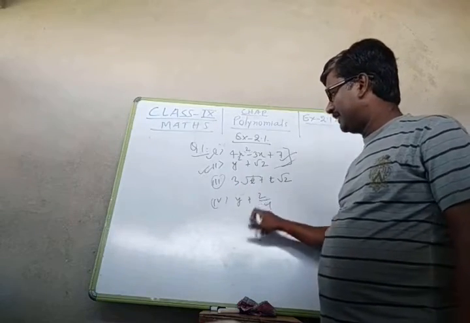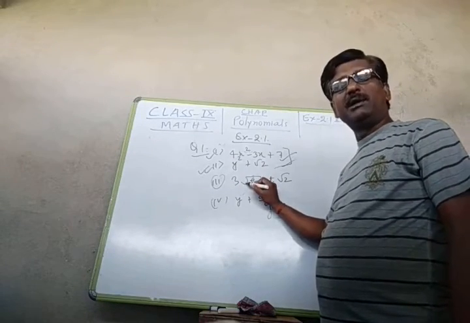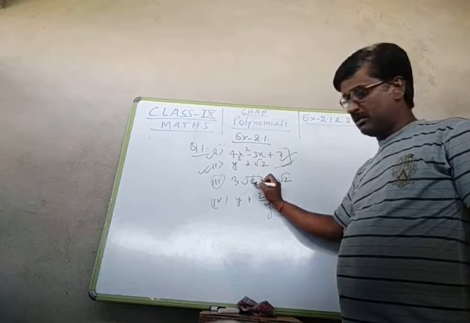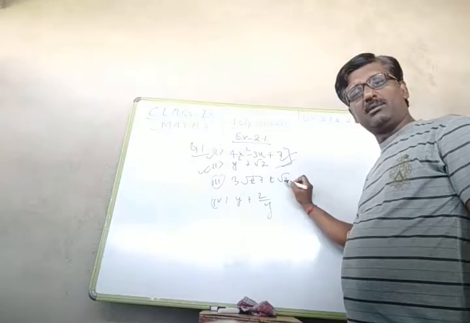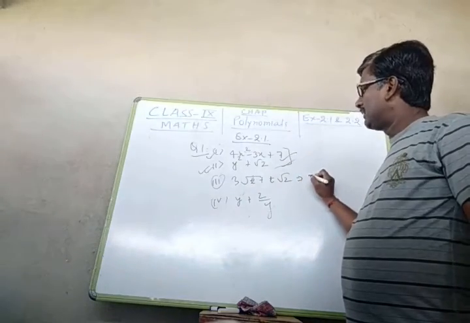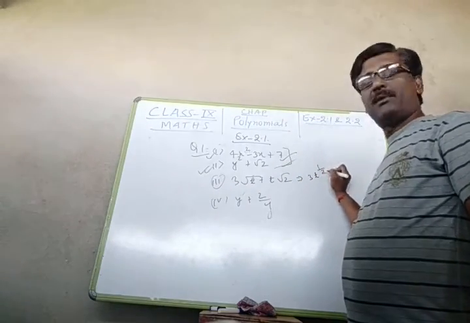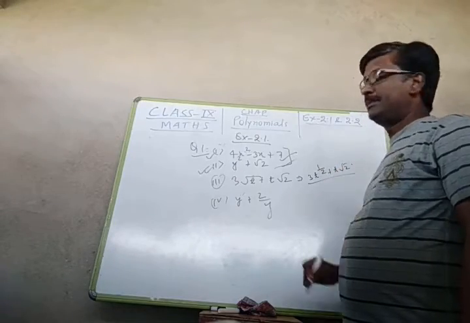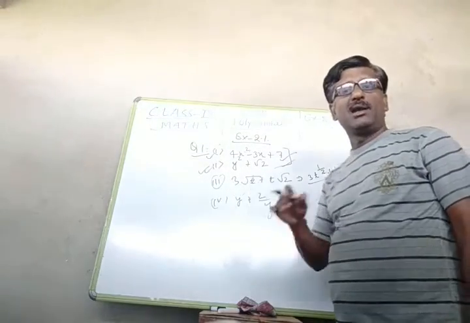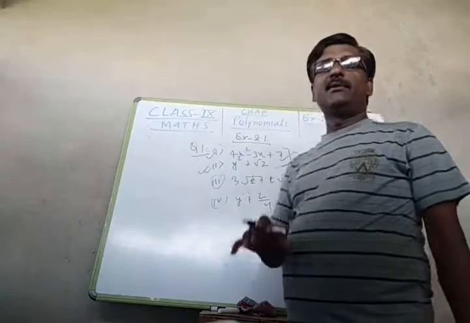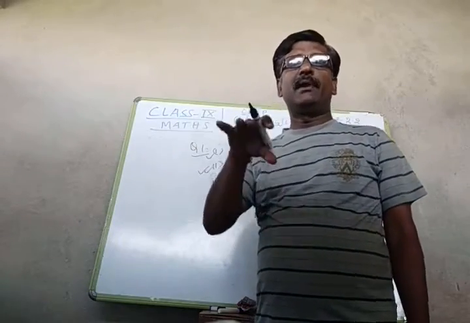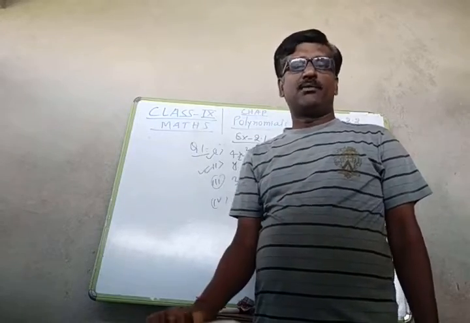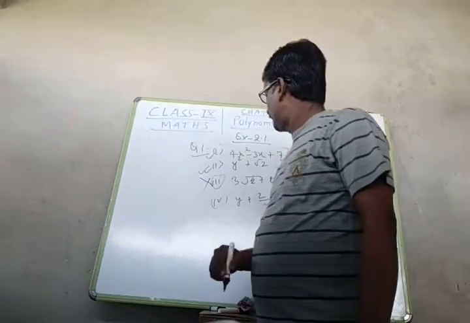But the third one: either write t under root 3 plus t root 2, or write 3t raised to power 1 by 2 plus t root 2. Both are the same thing. Here the variable term is given under root, and when the variable term is under root or the power is a fraction, then it is not a polynomial. So this one is not a polynomial.